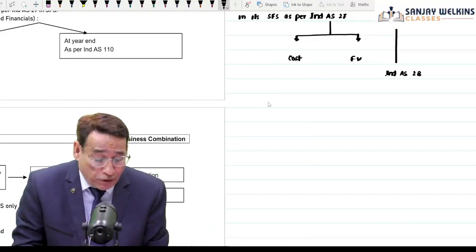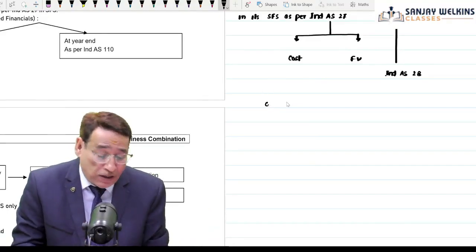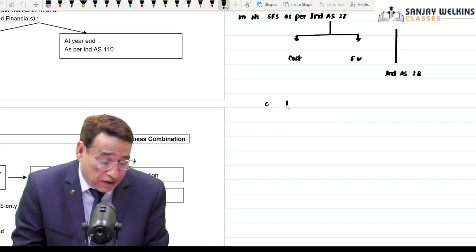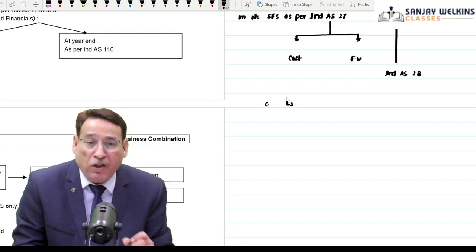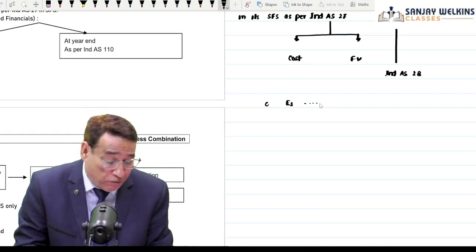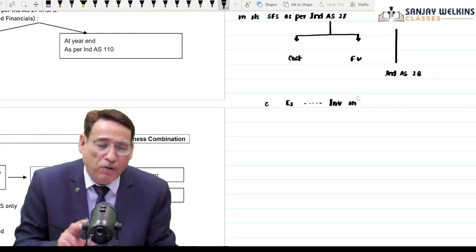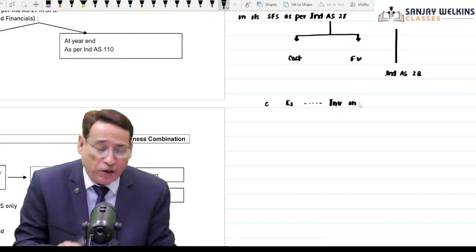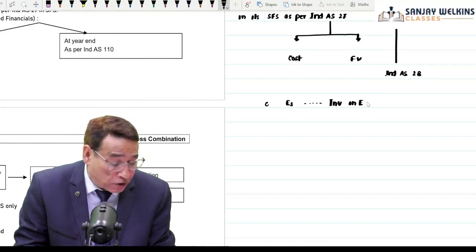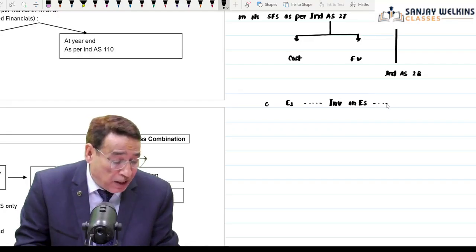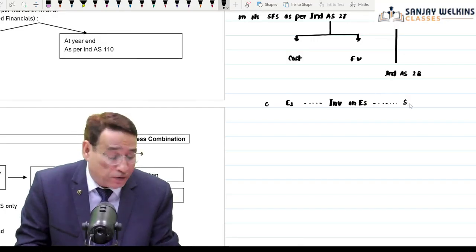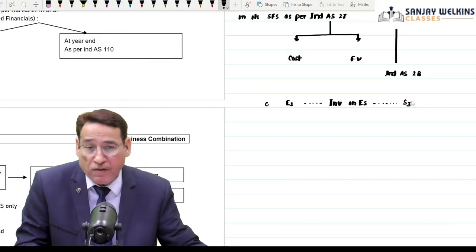Then we can move over to the next part, C. Once again, in this particular case, I consider that there is an entity by the name of E3. Now, we presume this entity has made some investments in equity shares. I would love you to make a habit of writing. Investment in equity shares. So this time the E3 entity has made some investment in the equity shares of, let us say, S3 Limited. Is it clear to you?